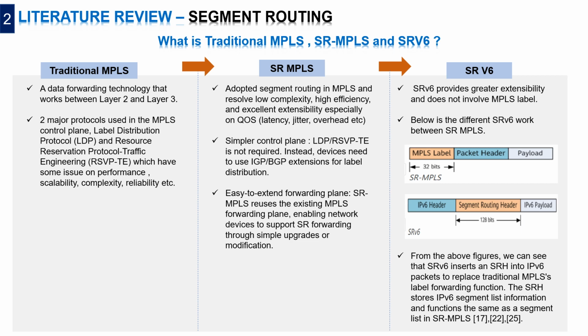No more LDP and RSVP required, as we use IGP or BGP extension for label distribution. SRv6 provides greater extensibility and does not involve MPLS labels. It's shown in the picture below: in SR-MPLS we have the MPLS label, but in SRv6 we have the segment routing header in the IPv6 packet to replace the traditional MPLS label forwarding functions.